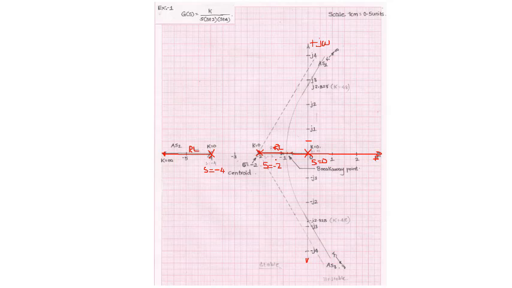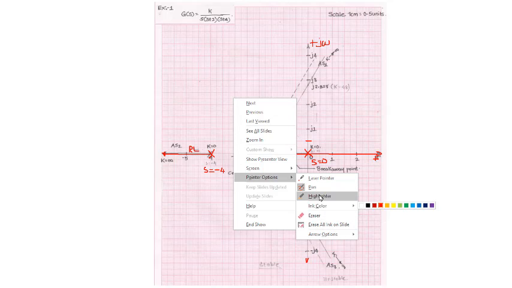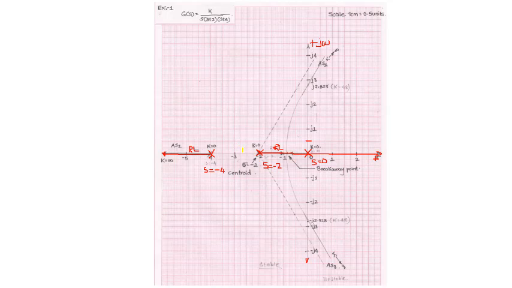Okay. Next we are having the centroid. So what we do here, we are going to take the centroid, keep the protractor here at the centroid, that is sigma equal to minus 2. This is sigma plus, this is sigma minus 2. No doubt it will be coming on one of our poles, that is s equal to minus 2, no issues.